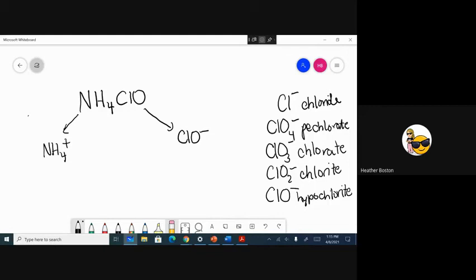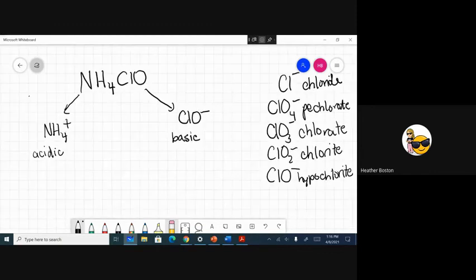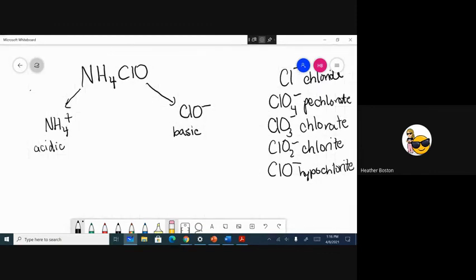Is that acidic, basic, or neutral? Acidic, right? Because it has an H plus to donate. How about hypochlorite, acidic, basic, or neutral? So now, if somebody asked you, is this salt acidic, basic, or neutral? You'd be like, seems like it should be neutral, right? Because you got a little bit of acid in the front, a little bit of base in the back.